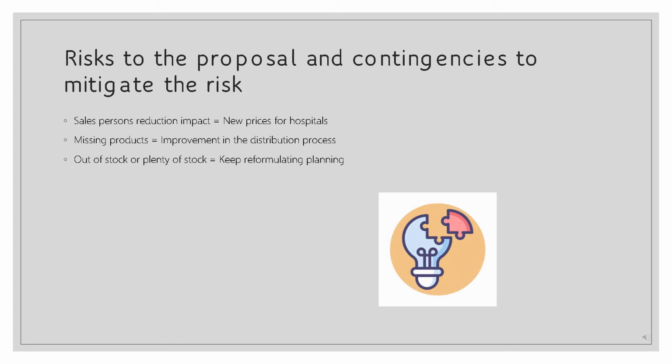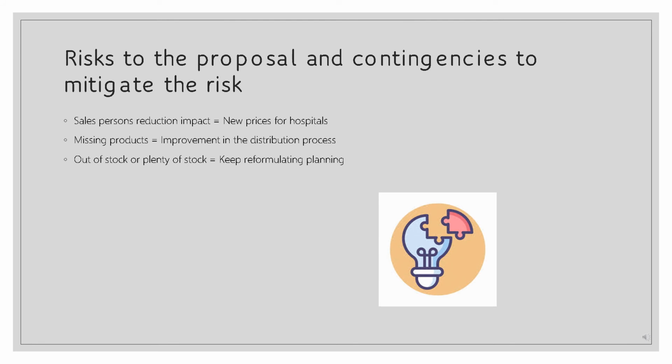In terms of risks to the proposal and contingencies to mitigate the risk, we have three main issues. First, the salesperson reduction impact. This means that if we reduce the salespersons too much, we won't have the same income from our products, since hospitals are not going to buy as much. This means that we will try to reduce the prices for hospitals in order for them to be more accessible.